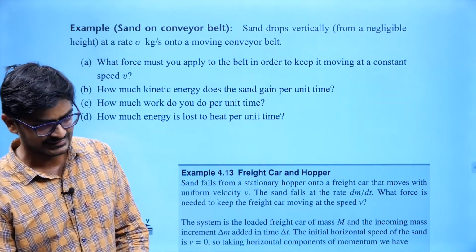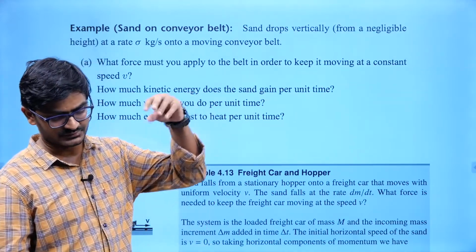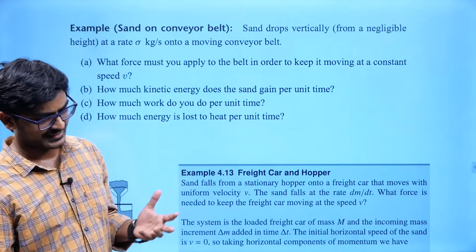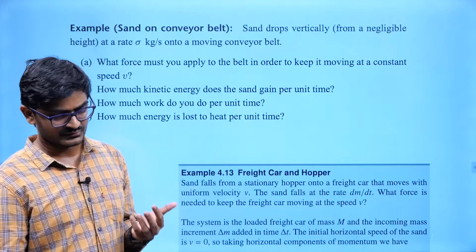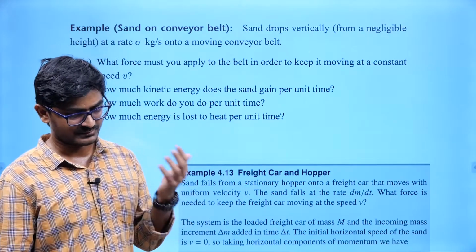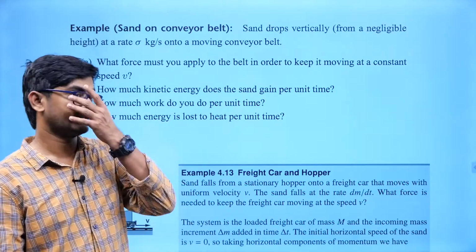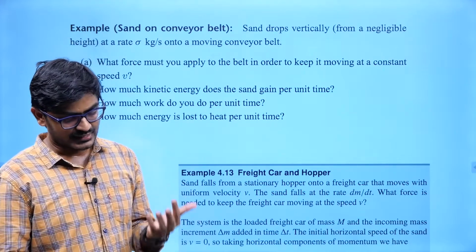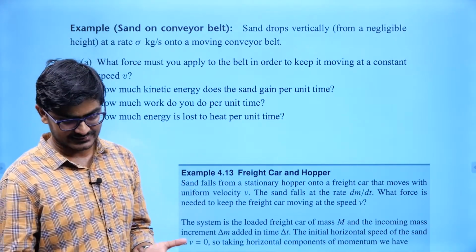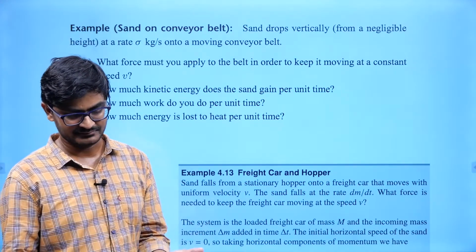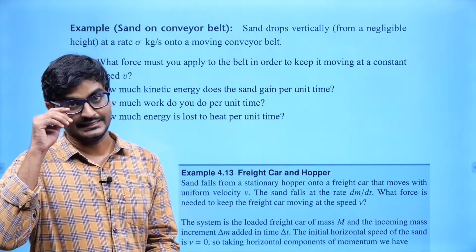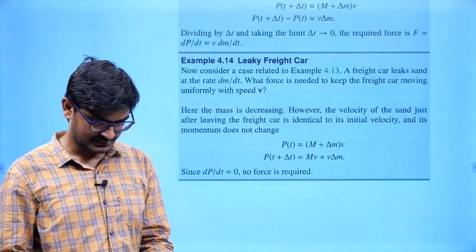The first question says sand drops vertically from a negligible height at rate sigma kg per second onto a moving conveyor belt. Now they are asking so many questions, like what must be the force you need to apply so that it can move with a constant speed v. Thereafter, at what rate the kinetic energy is increasing per unit time. Thereafter, the work done by you per unit time. Thereafter, how much energy is lost as heat. So I'll be doing all those here.